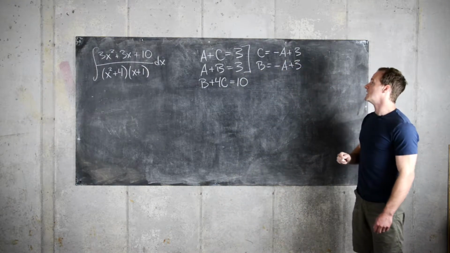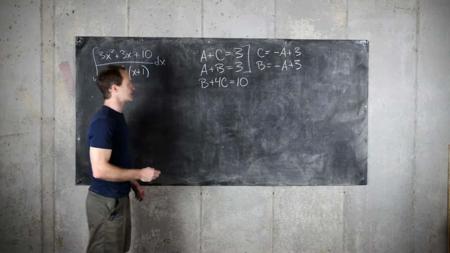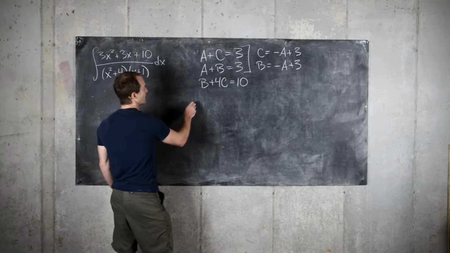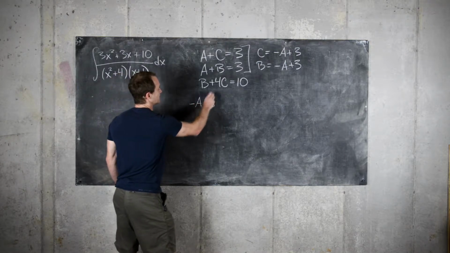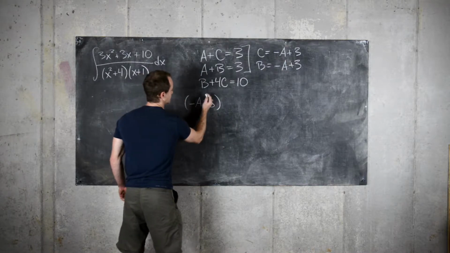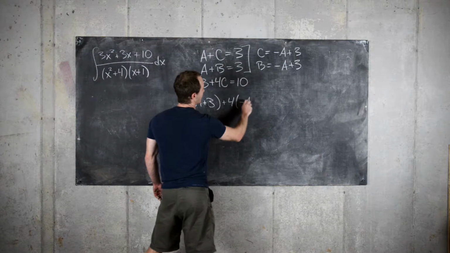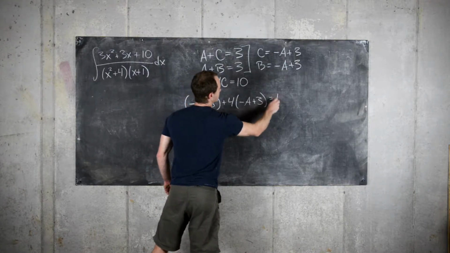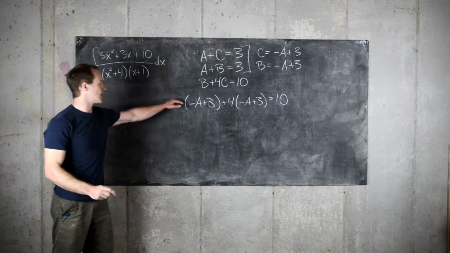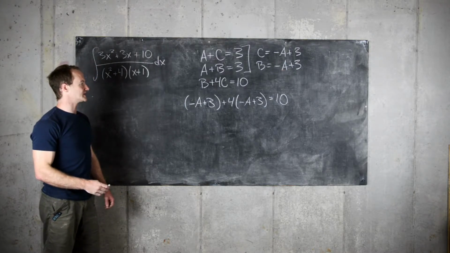Good. Then next, what does that tell us? So we can plug c and b into this second equation. So we have negative a plus b, sorry, plus 3, plus 4 times negative a plus 3 equals 10. So now we've gotten down to 1 equation and 1 unknown. So a is our unknown.